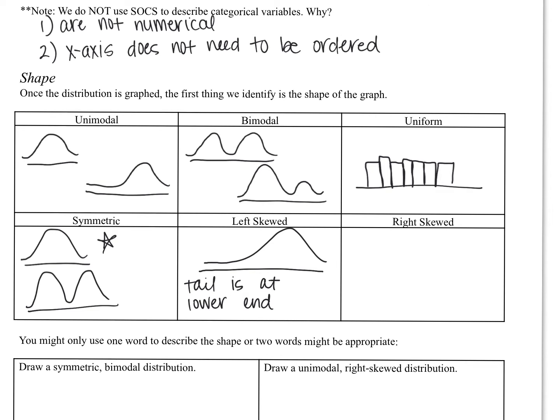A lot of people get confused with left skewed and think it's where the hump is, but it's actually where the tail of the data is. So with a left skewed graph, your tail is at the lower end, whereas with a right skewed graph, your tail is at the higher end of your data.